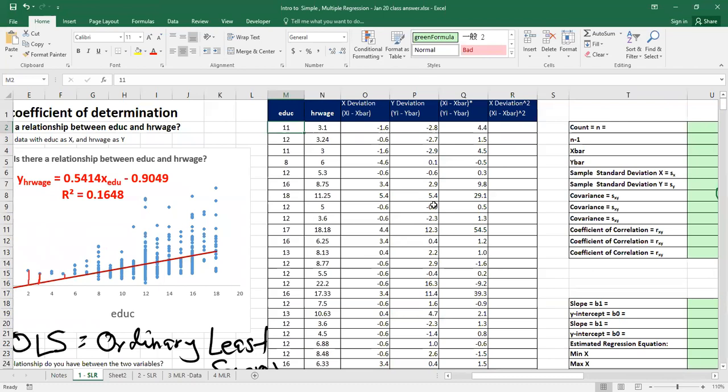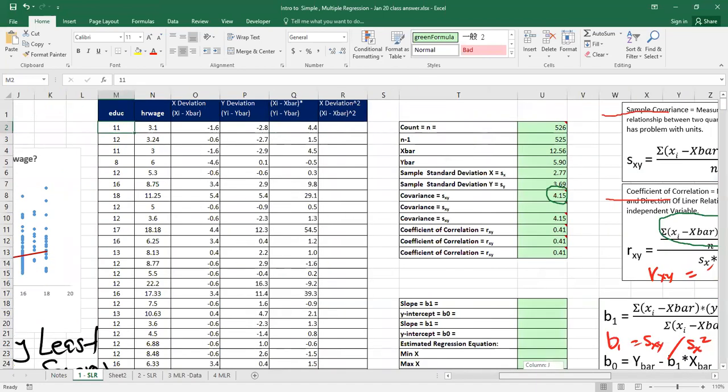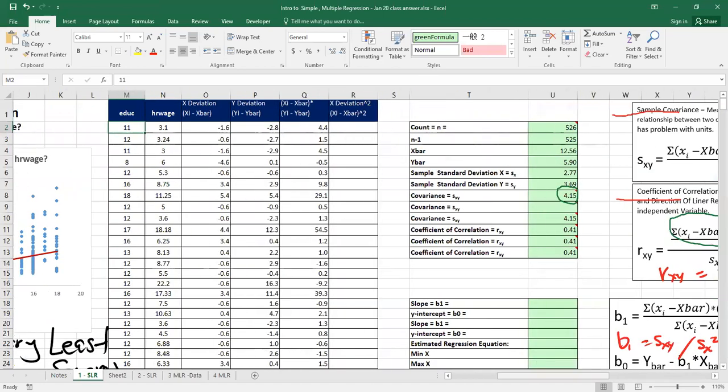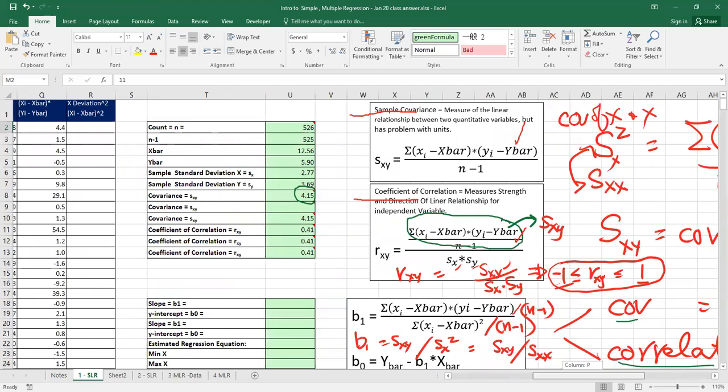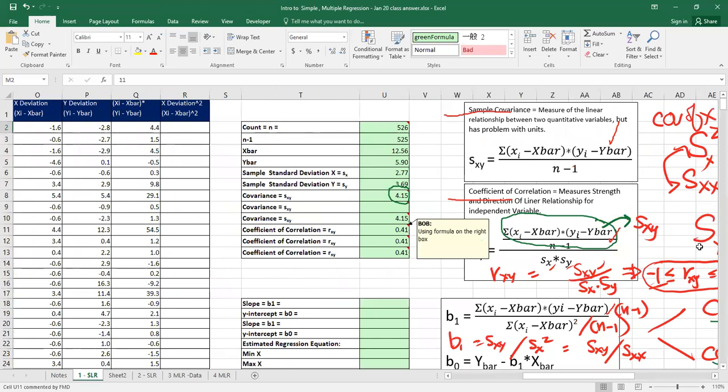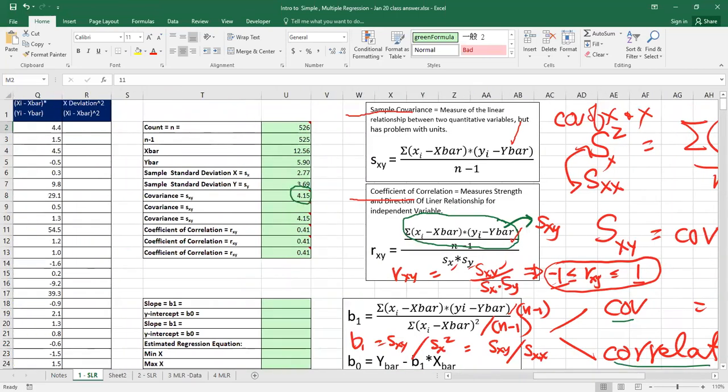Sabi natin, one way is to look at the covariance. However, the measure of covariance has its weakness. Kasi sasabihin lang sa atin yan yung direction. Kung positive yung covariance, ibig sabihin positive yung relationship ng variables natin, in this case, hourly wage and education. But it does not tell us about the magnitude of the relationship. That's why we looked at correlation. Sabi natin si correlation, mas magandang measure ng association ng dalawang variables.